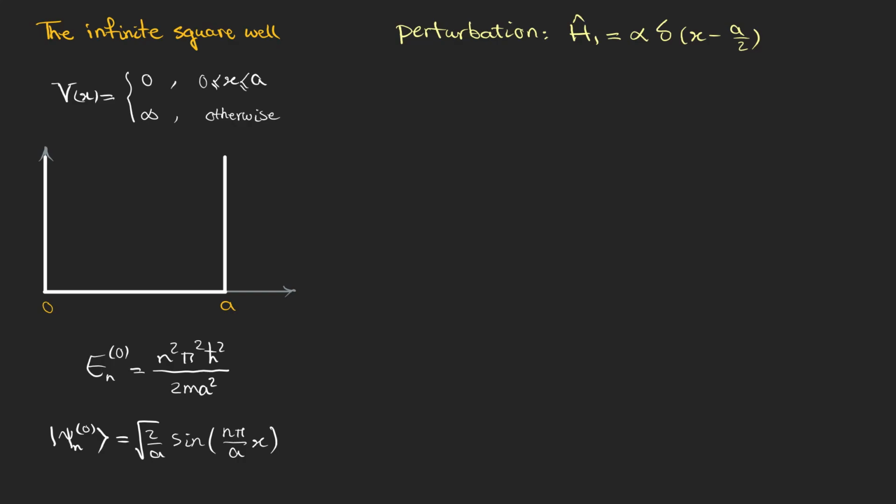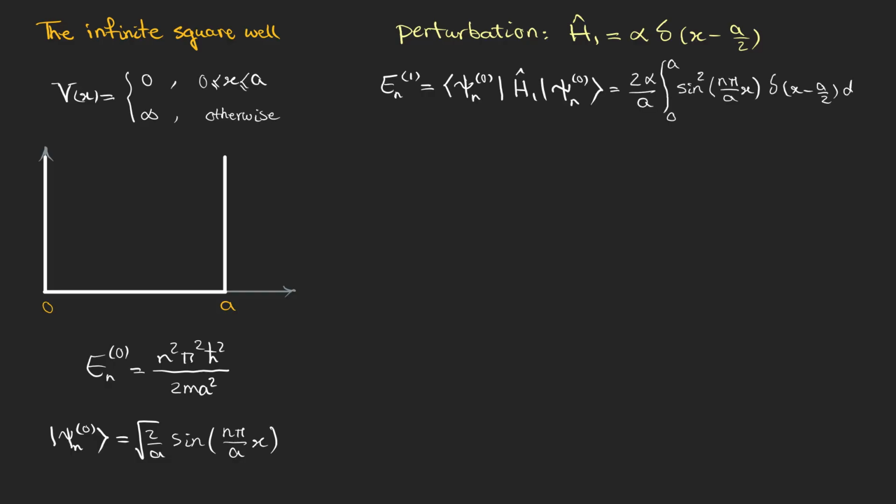with the area of alpha. The first order energy shift can be measured by this equation. This is a continuous case, so for the inner product, we need an integral from 0 to a, and the perturbation is the delta function under the integral. This function forces x to be equal to a divided by 2, and the result is 2 alpha divided by a times sine of n pi over 2 squared.